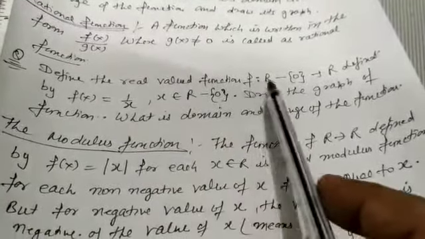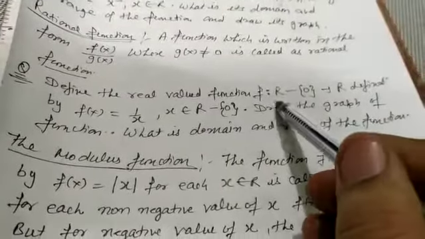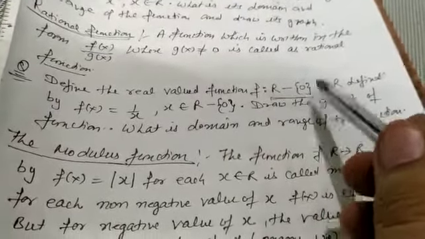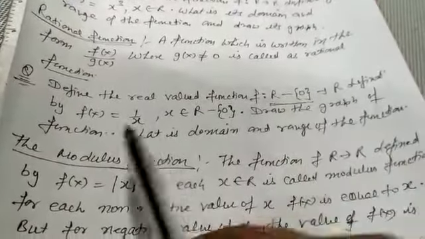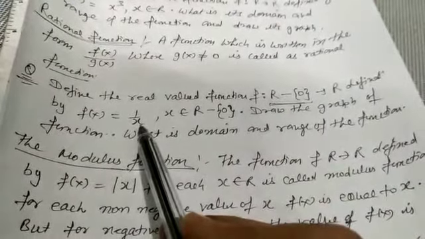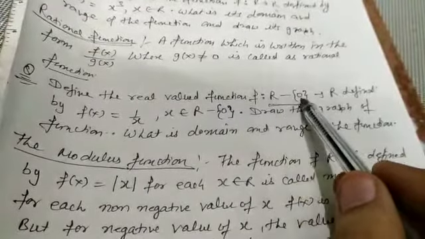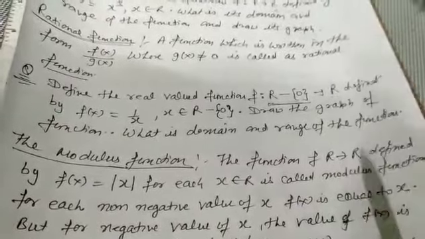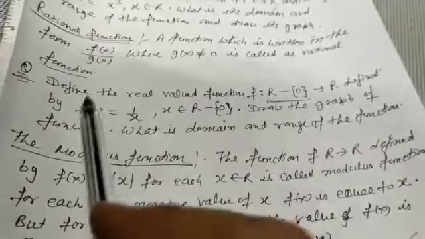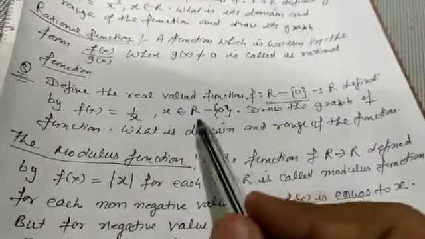Define the real-valued function on R minus 0. See here, this R minus 0 tells us about the domain, meaning you can use all the real numbers except 0, because something divided by 0 makes the result infinity. Due to that, we say all real numbers minus 0, meaning except 0. Range is equal to R, meaning you can accept all the real numbers. Defined by f(x) = 1/x, where x belongs to R minus 0.